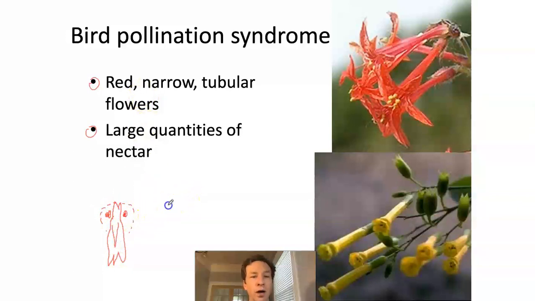Hummingbirds and other pollinators have very long, narrow beaks, and so that explains the narrow tubular flowers. Again, this is a way of keeping other kinds of pollinators from accessing that nectar and only allowing those that either have a long proboscis or a long beak to be able to reach inside and get the nectar that's at the very base of these tubes.